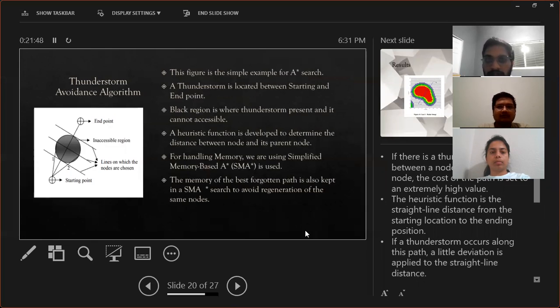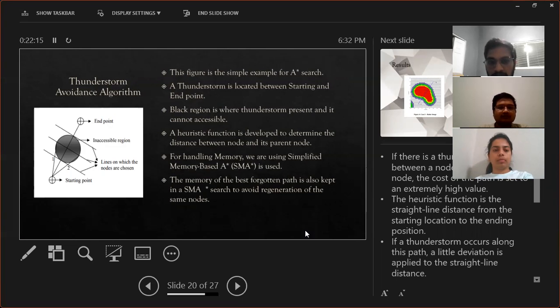So, the thunderstorm avoidance algorithm. In this algorithm, we have two nodes, one is the starting node and the other is the ending node. The black region is where the thunderstorm is present and it cannot be accessed. A heuristic function is developed to determine the distance between a node and its parent node. If there is a thunderstorm between a node and its parent node, the cost of the path is set to an extremely high value. So the heuristic function comes into the picture here.